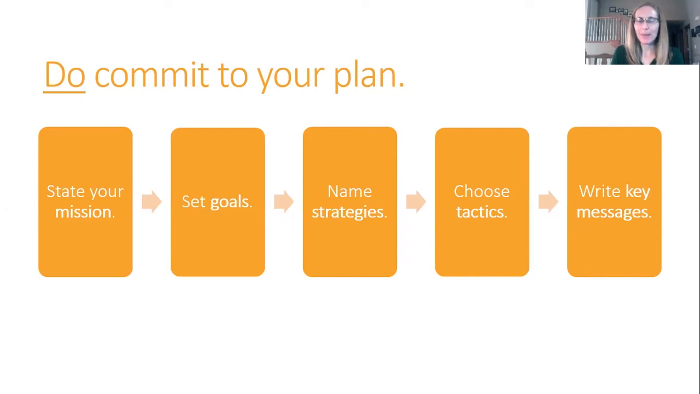The last step in this process is to write your key messages. So your key messages should encapsulate the information that you want to share in all of your communication deliverables. By writing those key messages, you can then cross-check that list of key messages with your communication deliverables to ensure that you are sharing all of the pertinent information in those deliverables.